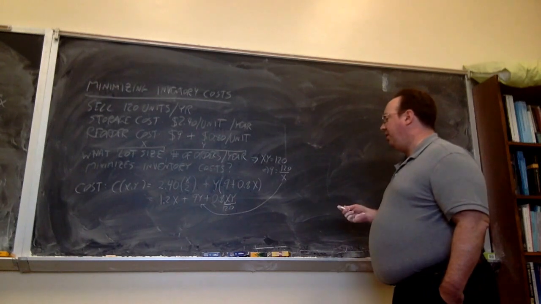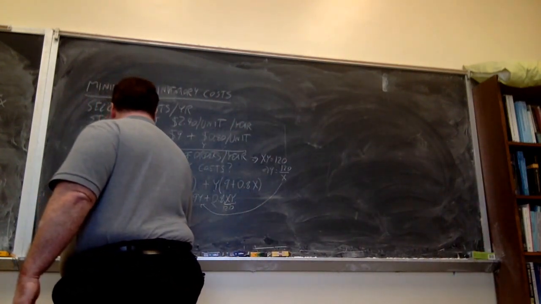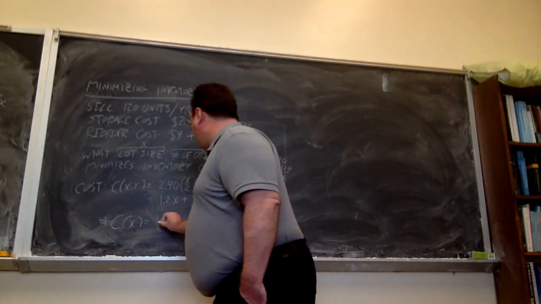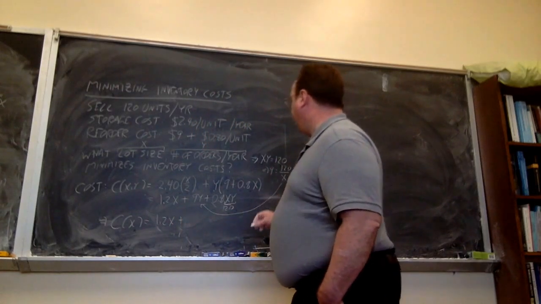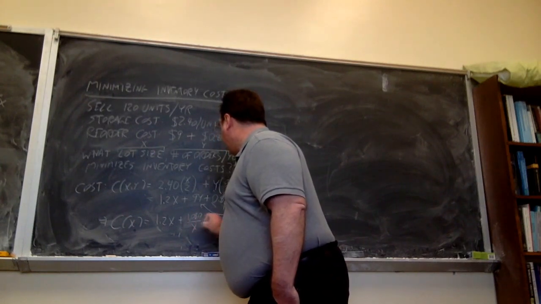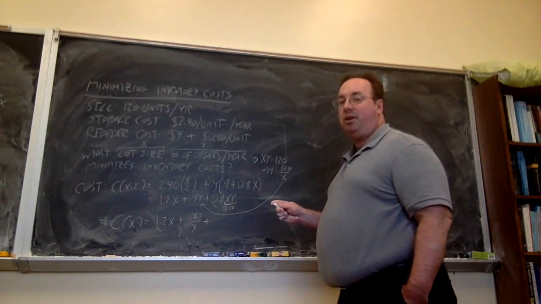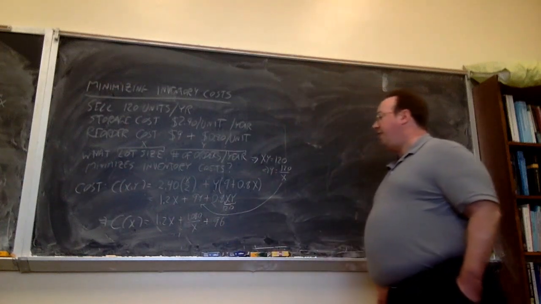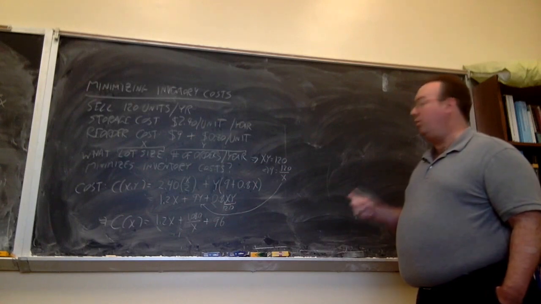So taking all this into account, my cost expressed as a function of only X, only one variable, is going to be still 1.2X plus 9 times 120 over X, so that's 1,080 divided by X, plus 0.8 times 120, which is 96. Okay, so that is my inventory cost as a function of the lot size, the number of units per order.